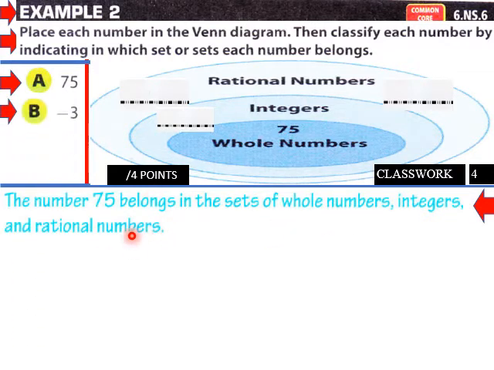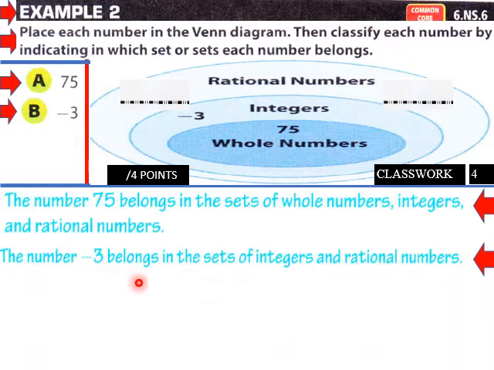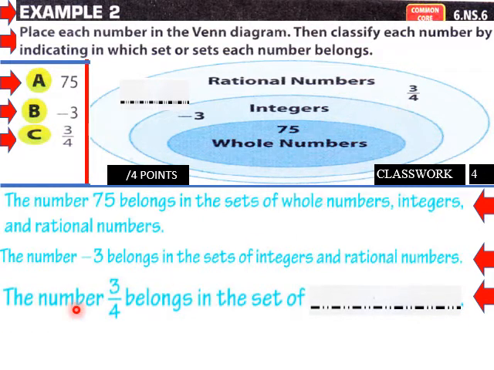So that's 75. What about negative 3? Negative 3 would be an integer. It's a negative whole number. It would not be a counting number. It would not be a natural number, but it is part of integers. So the number negative 3 belongs in the sets of integers and rational numbers as well. And then C here would be 3/4, which would be a fraction of a whole number. The number 3/4 belongs in the set of rational numbers.